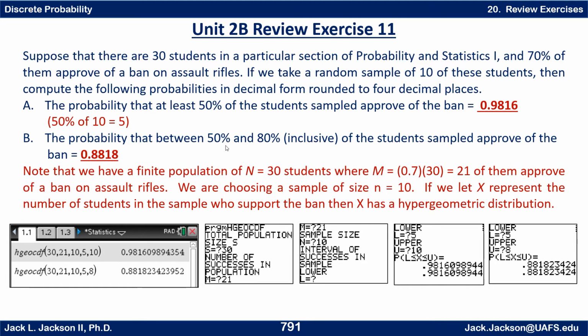The probability that it is between 50% and 80% inclusive, okay, well, 50% of 10 is 5 and 80% of 10 is 8, so it's between 5 and 8. Then the lower is 5, the upper is 8. So 5 to 10, the probability is 0.9816, and the probability from 5 to 8 was 0.8818, rounded to 4 decimal places. And it's just hypergeometric CDF. You've got to remember the order. It's the same as the order in the program here: population size, number of successes in the population, sample size, number of successes in the sample lower, and the number of successes in the sample upper for that interval.